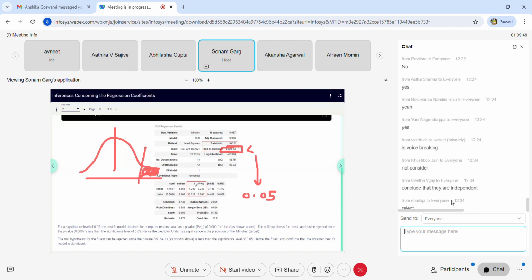Looking at T values, this P for T you can check here. This is coming to be 0 in the case of units. Units giving you minutes, so we have checked it for units. The T statistic for units is coming to be 0, which is very much less than 0.05. This also tells us that the null hypothesis can be rejected. This is the T statistic value, so if you know the critical value, this can also be checked.